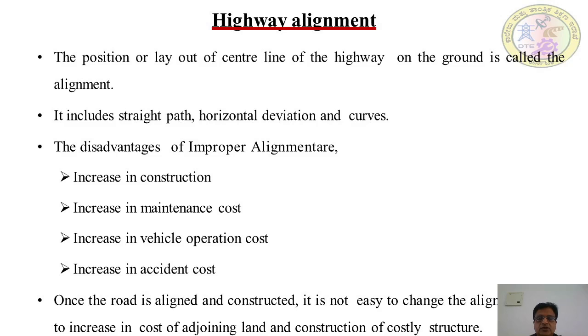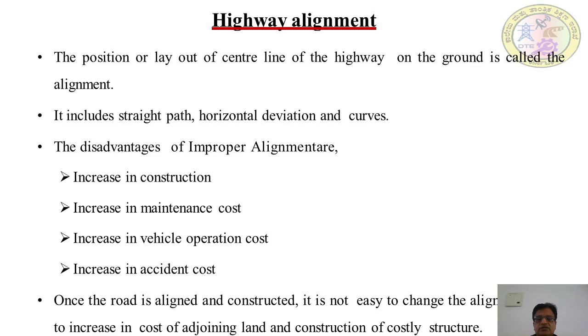Today, we are discussing highway alignment. Let's understand the meaning of alignment. Alignment is nothing but the position or the layout of the center line of the highway on the ground. It includes straight alignment or the straight path, horizontal curves, and also any deviations.